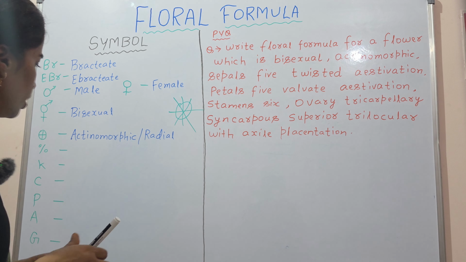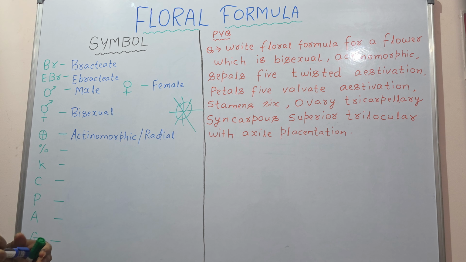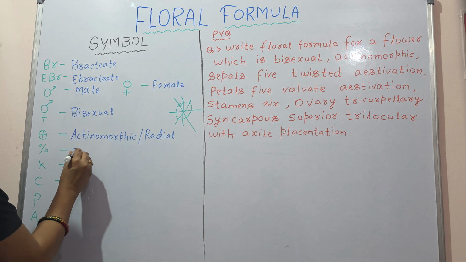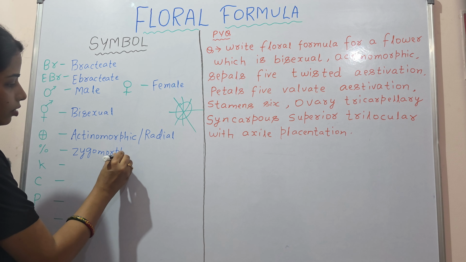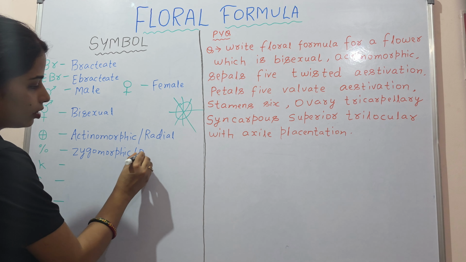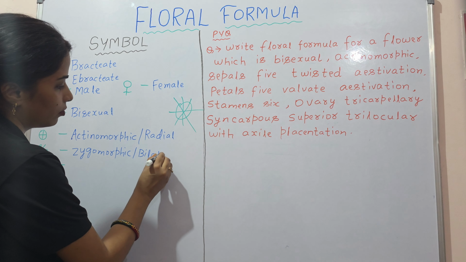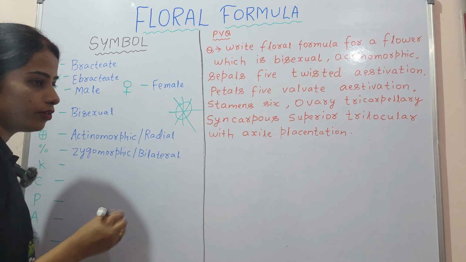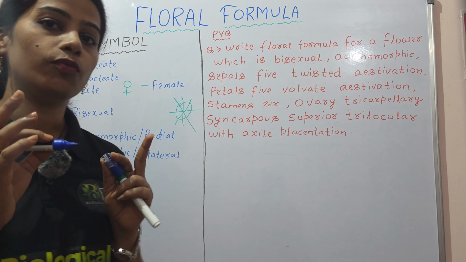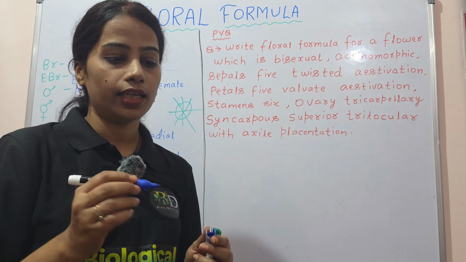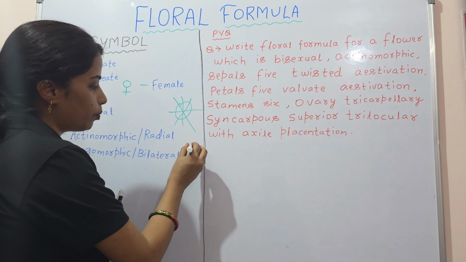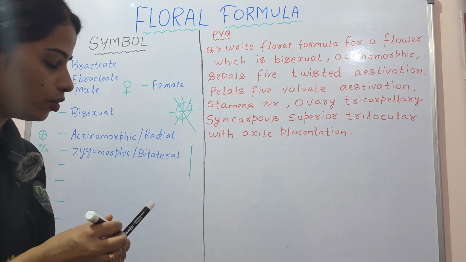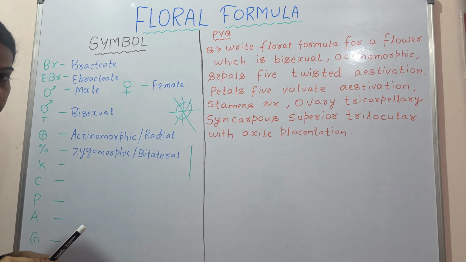Next one, this symbol represents the zygomorphic or bilateral symmetry. So when the flower can be dissected in only one plane, then it is called bilateral symmetry. Like suppose this one plane, so that is an example of bilateral symmetry.